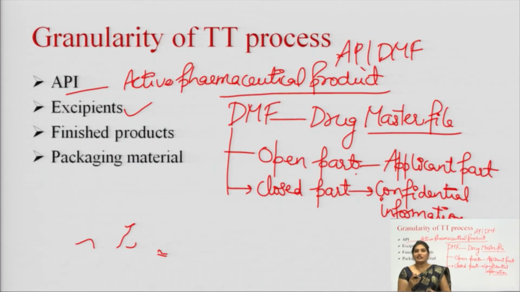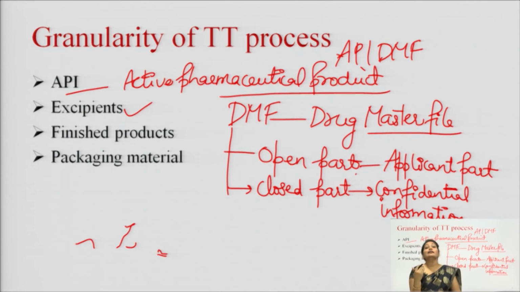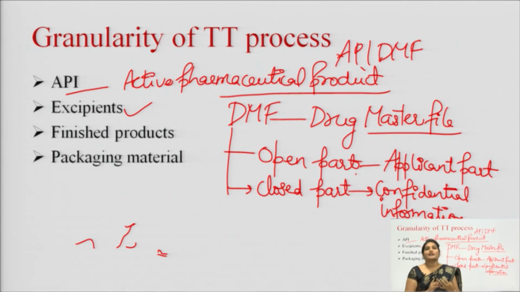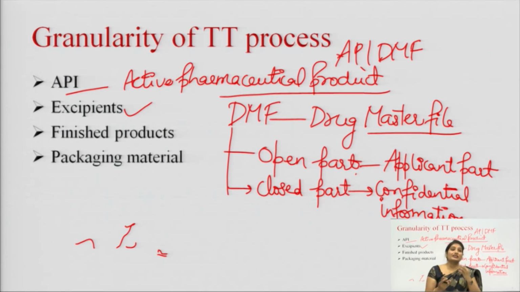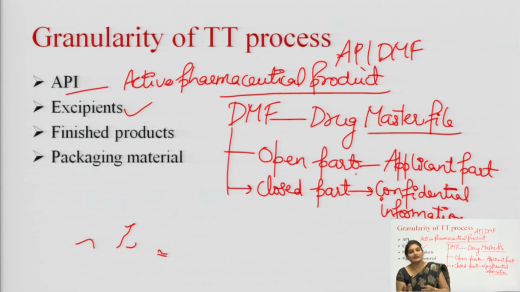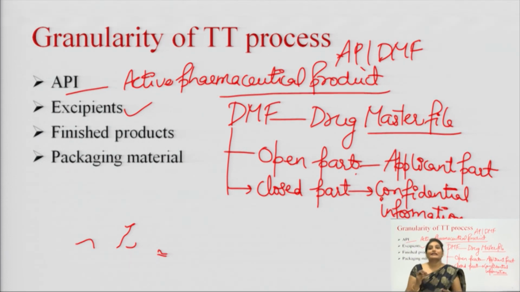So, in the granularity of TT process there are 4 things. First is API, second is excipient, then finished product and packaging material. Okay. Last one is packaging material. So, all the information related to the packaging component, related to the packaging instructions, rationale for using the packaging component, means suppose there are different types of packaging material, which type of material we are using for the packaging. Okay. What are the benefits of this type of packaging, what is the rationale for choosing this type of packaging, what is the rationale of choosing the container and closure system, that should be described to the receiving unit by the sending unit.